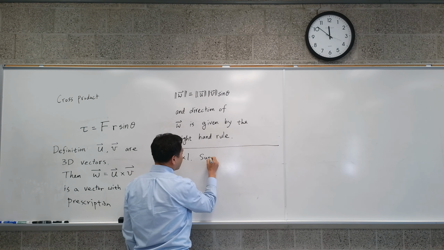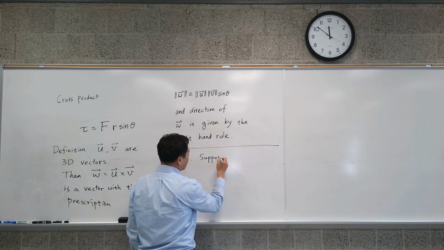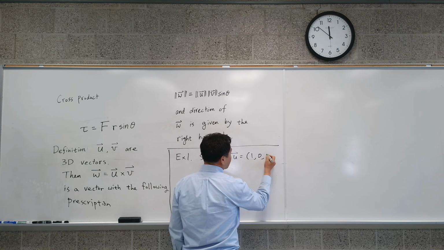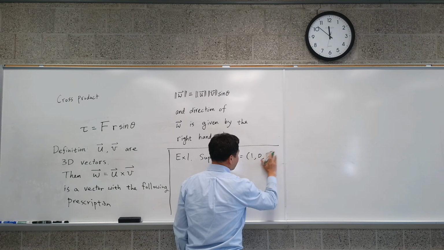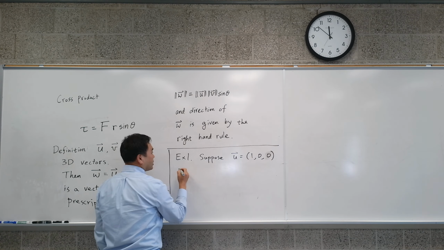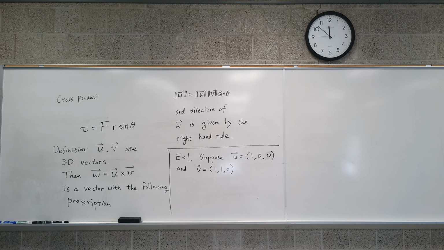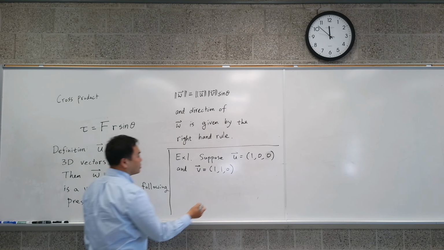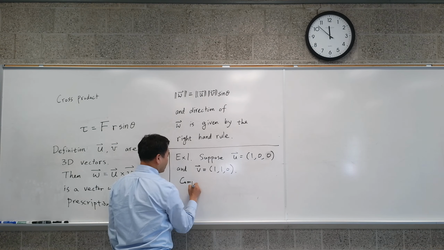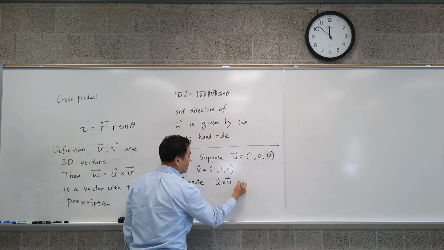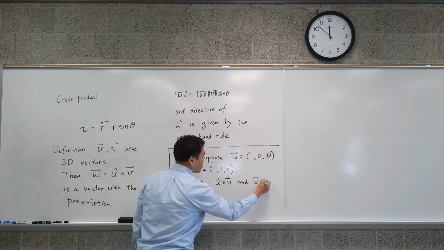Suppose u is equal to, say, 1 comma 0 comma 0, and v is equal to 1 comma 1 comma 0. Compute u cross v and v cross u.